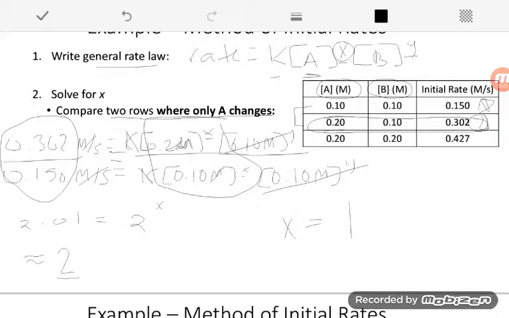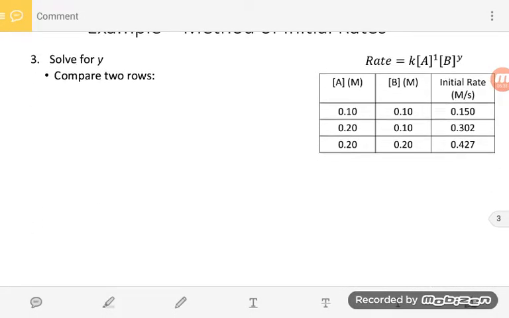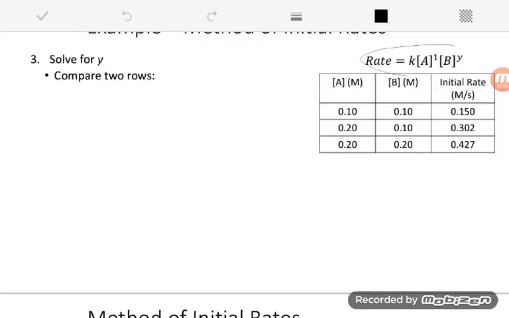So, not too hard, but it is a little long because that's only for the first one, so now we've got to move on. Now we're going to solve for y. We see here I've filled in my rate law with the information I had for x. Now I've set that equal to 1. Now I want to solve for y. I'm again going to compare 2 rows. This time, since I want y, I want b to change and a to stay the same. So I'm going to pick rows 2 and 3 because we can see that b changes whereas a does not.